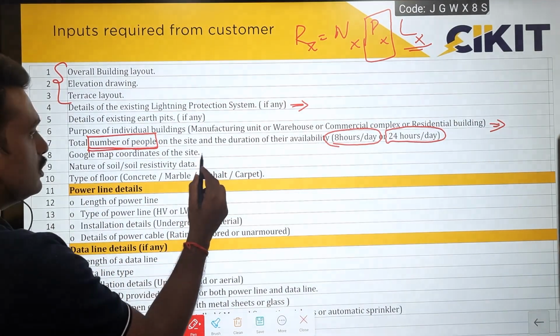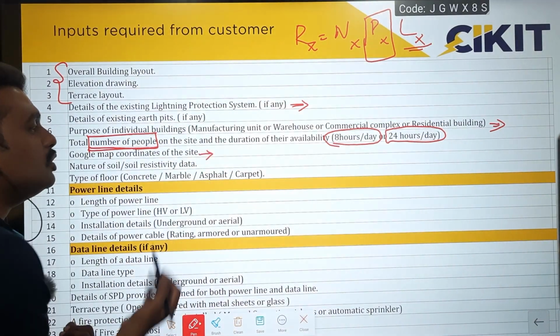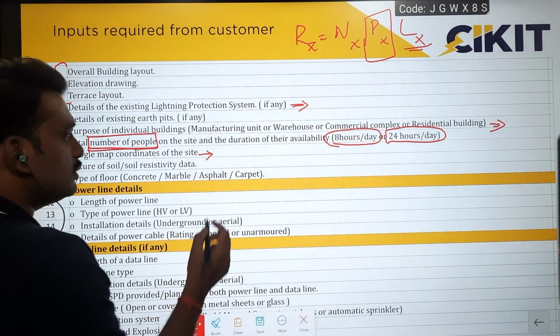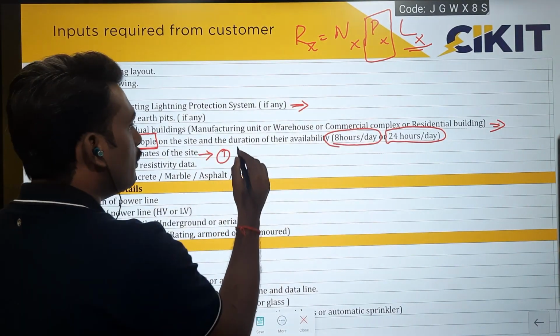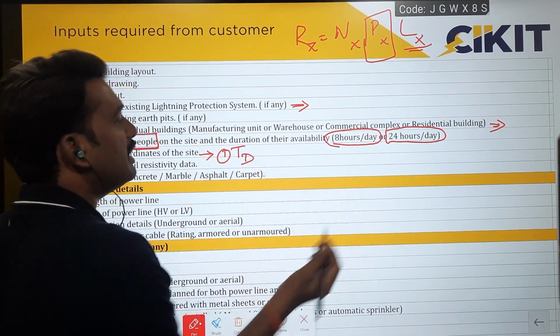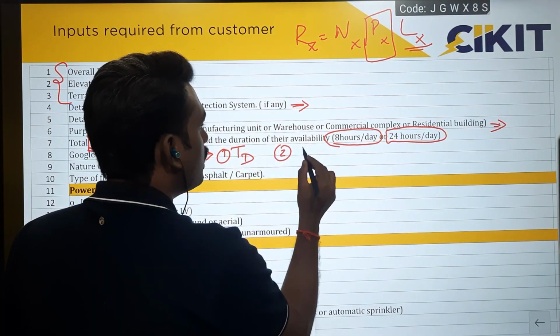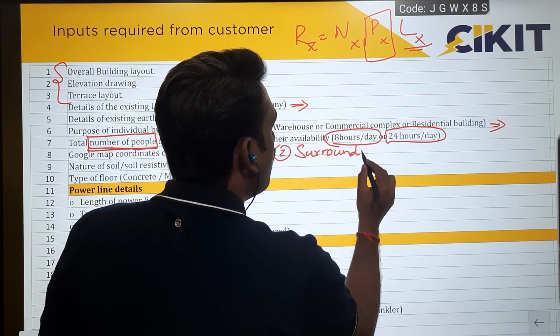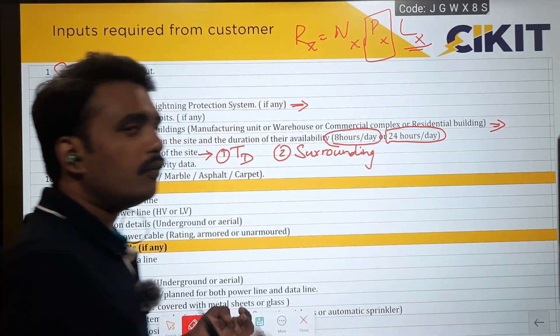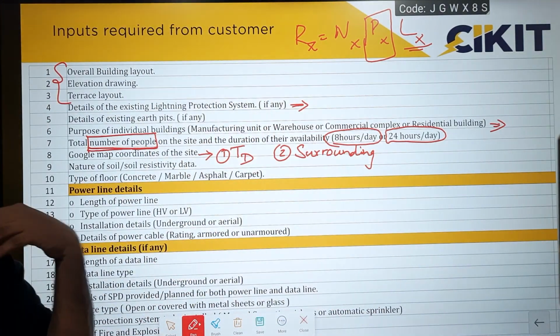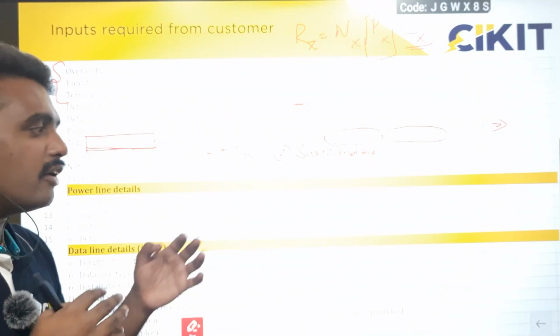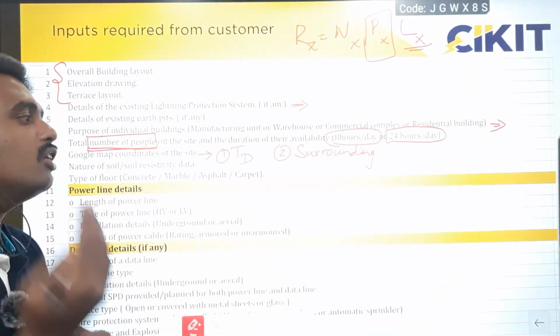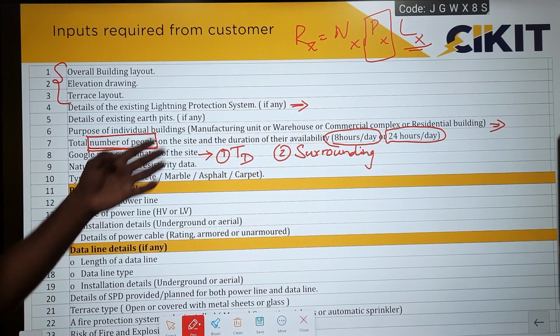This Google Map coordinates or the location. So here, based on this, we can get two outputs. One is the number of thunderstorm days in a year, and the second one is the surrounding buildings. So whether the building is located inside the city, or on a rural area or urban area, or whether it is on a hilltop. These details we can get from the Google Map coordinates.